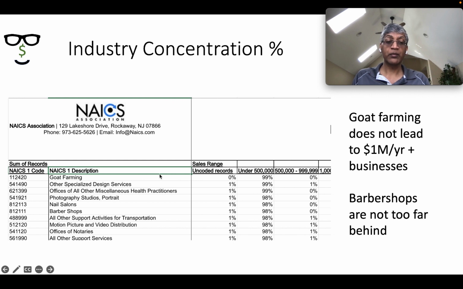So for example, turns out that if you're a goat farmer, there is an overwhelming odds that you make less than 500,000 a year. And nail salons and barber shops are not too far behind, although there are some other businesses that are farther to the right. The vast majority of them are under 500K, and there are X amount of uncoded records.